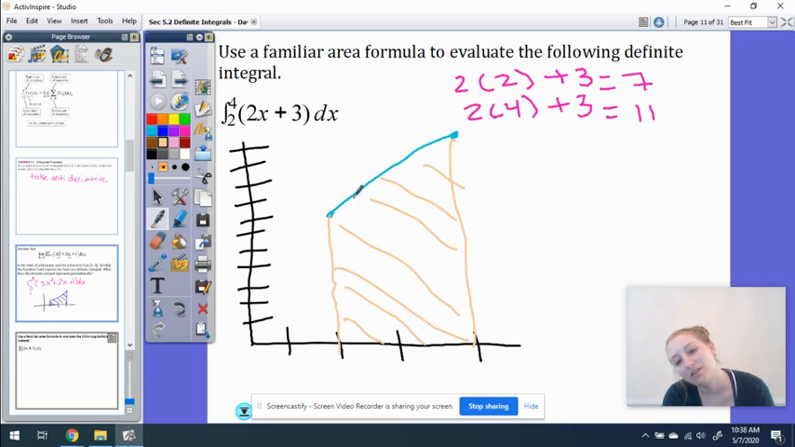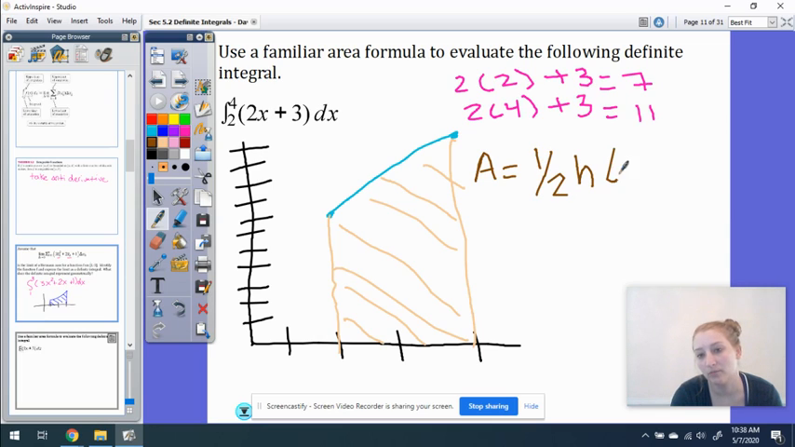This shape right here is a trapezoid. And so what I can actually do is figure out the area of this. The formula for the area of a trapezoid, remember, is 1/2 height times (b1 plus b2).